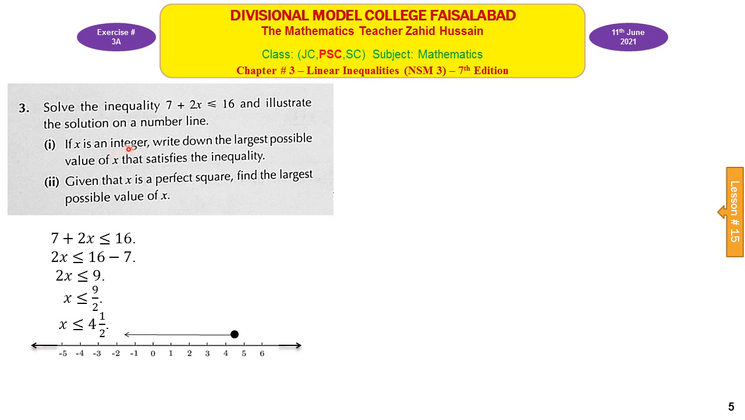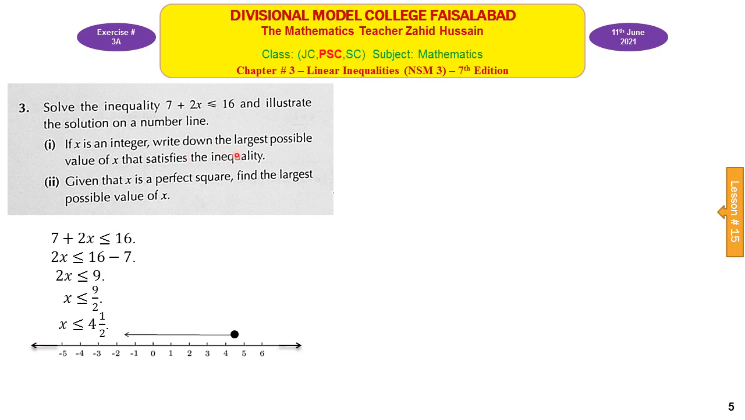In this case, if x is an integer, these are the values of x. All the numbers which are less than or equal to 4.5 are the solution of this inequality. But 4.5 is not an integer.